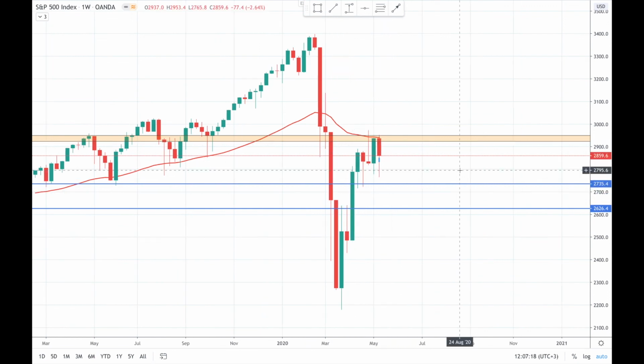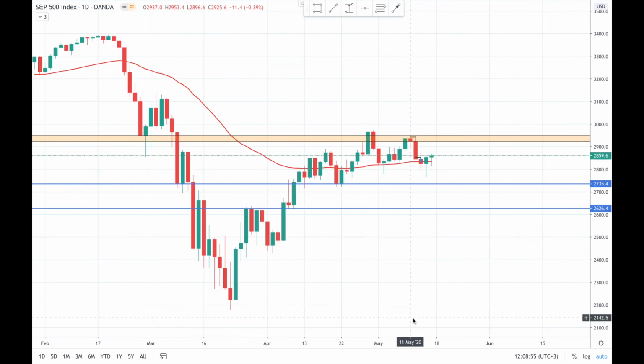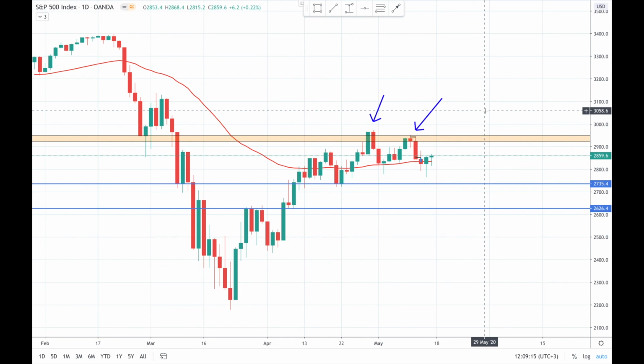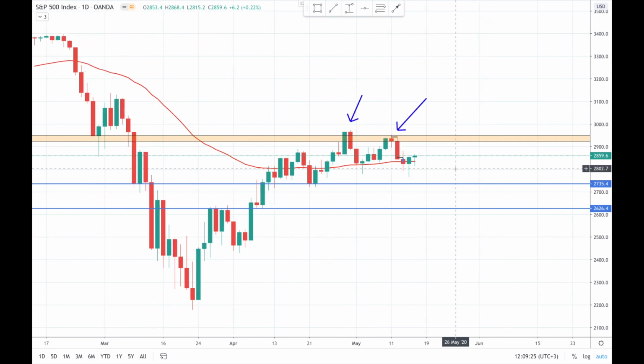But for now, let's go to the daily time frame to see a clearer picture. Here is the daily time frame, and we can see some kind of price weakness, such as a lower high at a key dynamic resistance level, which shows a momentum loss. So let's go down to the 4-hour time frame to see a clearer picture.